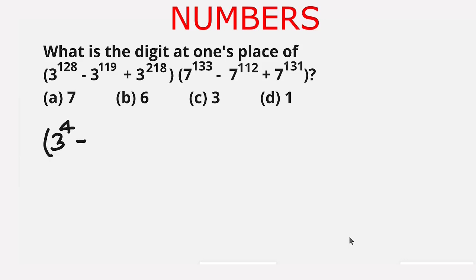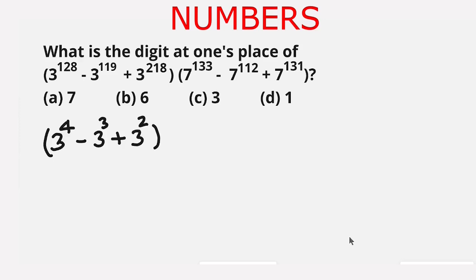We divide the last two digits of 119, which is 19, by 4. 4 times 4 is 16 and 19 minus 16 is 3. So we write 3 to the power 3 plus 3 to the power 218. We divide the last two digits of 218 by 4. 4 times 4 is 16 and 18 minus 16 is 2. So we write 3 to the power 2.